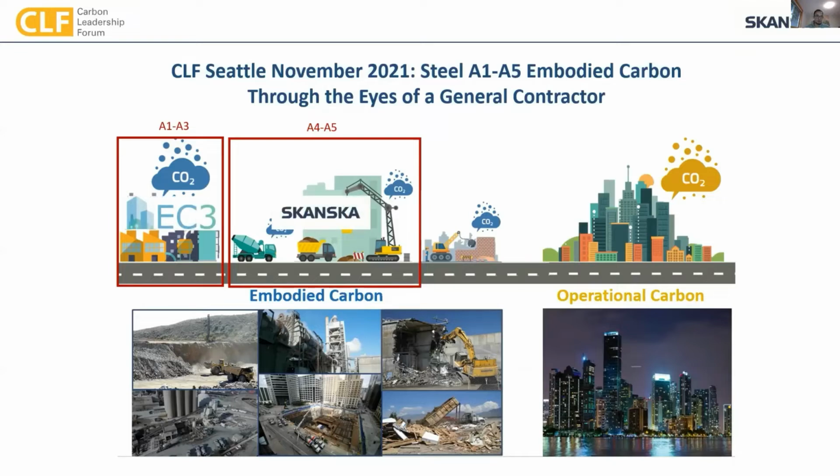Like we've talked about before, EC3 is all about A1 through A3. That's where the system boundary is cut off. At least for now, EC3 is working on A4 and A5 plugins, but they're not currently available. So A4 and A5 is a Skanska methodology on how we track that.